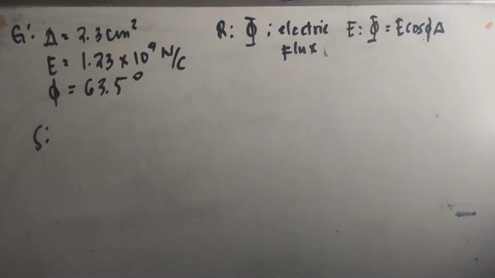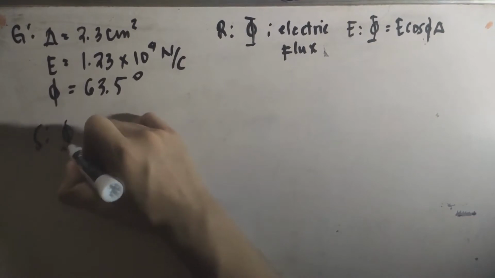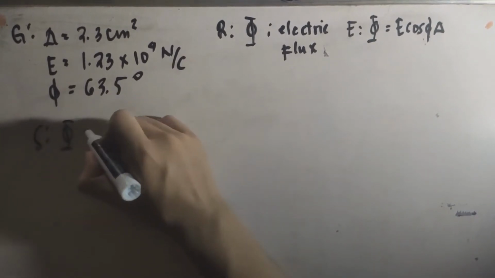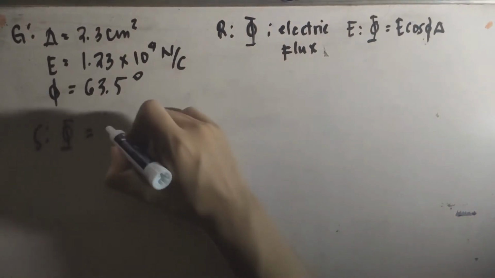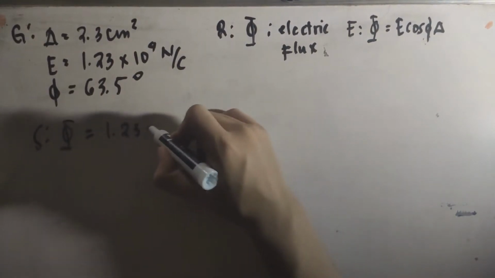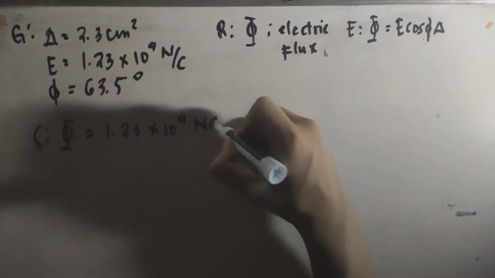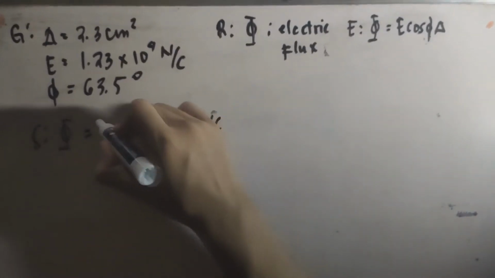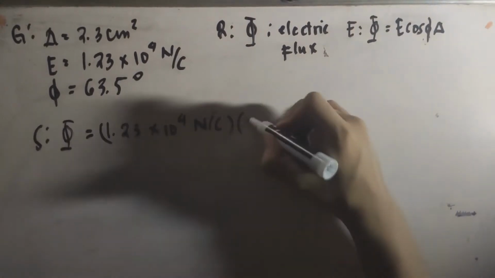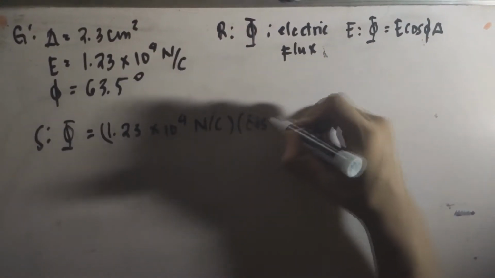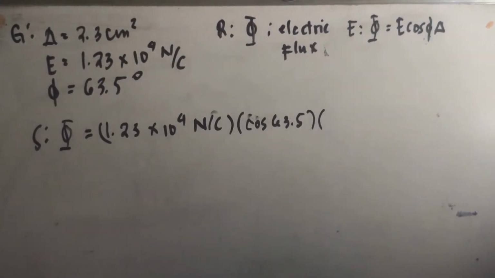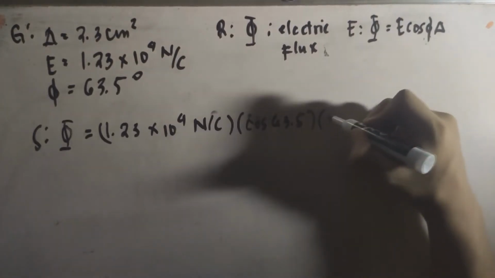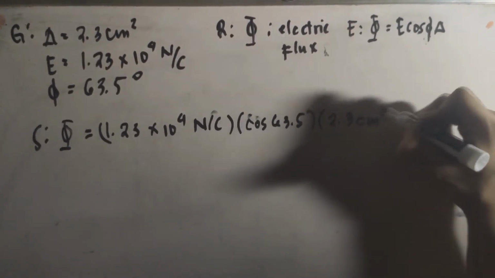So next, let's solve for the unknown. So for our solution, just substitute the values. Okay, so electric flux is equal to, so this would be electric field first, so that's 1.23 times 10 raised to 4 newtons per coulomb times cosine 63.5 times, what's our area? So that's 2.3 cm squared.